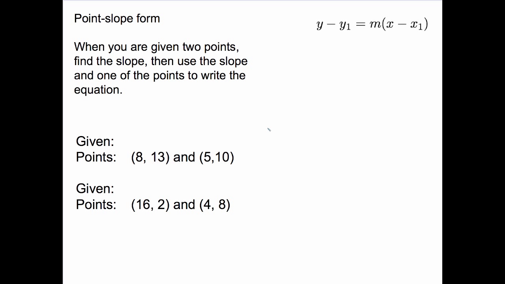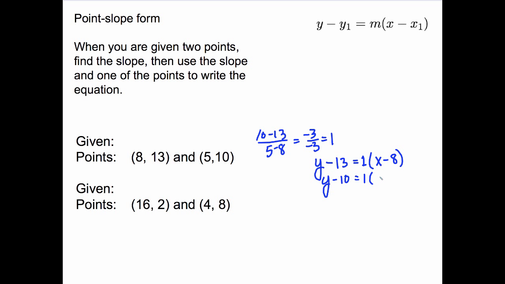Alright, so here are the solutions. First, we'll get the slope, 10 minus 13 over 5 minus 8. This is negative 3 over negative 3, which equals 1. So the equation is going to be y minus y1, which is 13, equals m, the slope, times x minus x1. You could also have written y minus 10 equals 1 times x minus 5. That's using the other point.